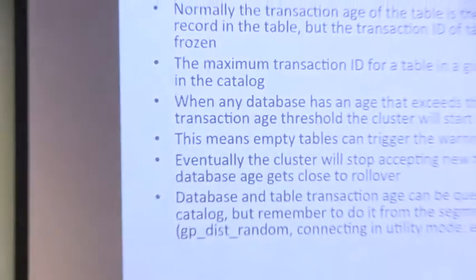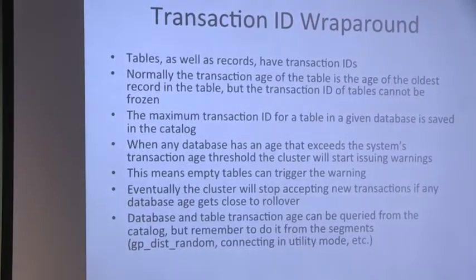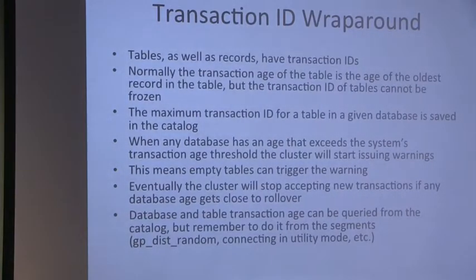And the database or table transaction age can be queried so you can see how much slack you have before that cutoff. But it's important to remember that you need to do that on the segments rather than the master, right? I mentioned previously that the transaction ID on the segments is much higher than on the master because the segments are where all the work is occurring. So you need to use something like the GPDB function, which is a function that reads from the catalog tables on the segments, or connecting to the segments in utility mode, etc.